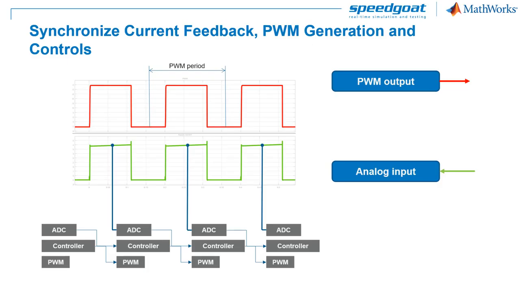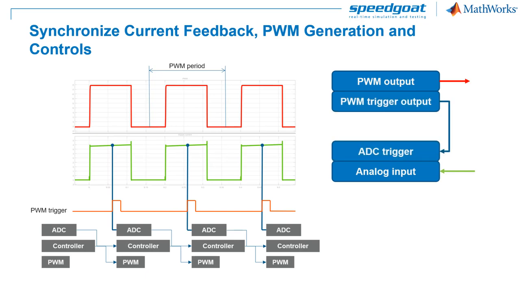In many projects, like our example, you need to synchronize PWM output, ADC sampling, and your controller application. To better visualize, we have the PWM output in red and the analog input in green. We add a PWM trigger output that triggers the ADC. At this time, we capture the phase current. This is also important as we can ensure that we capture the current when it is stable, in the middle of the period, always at the same time.